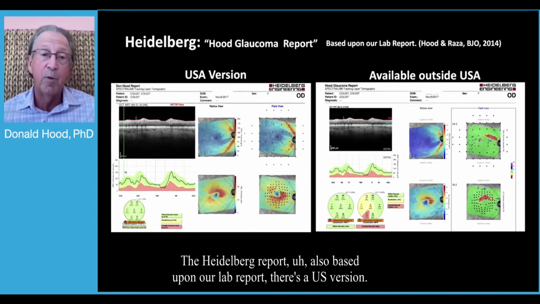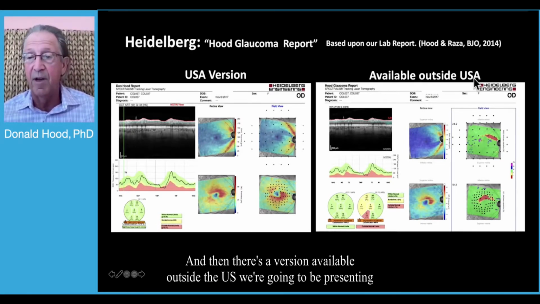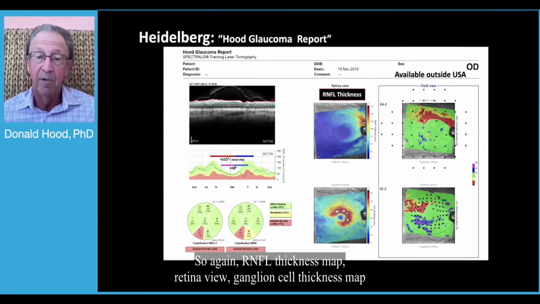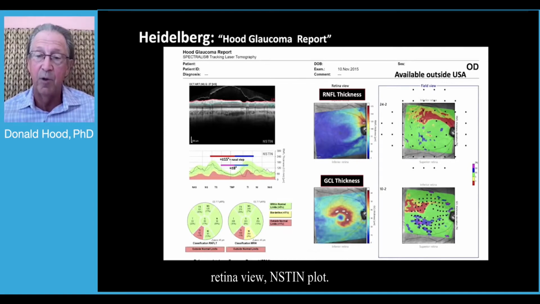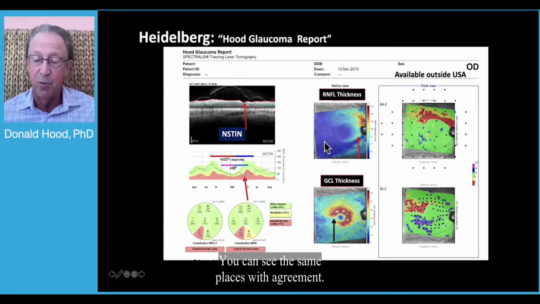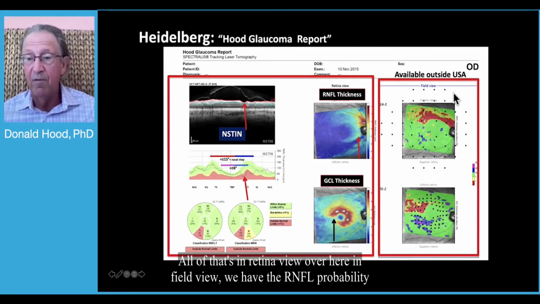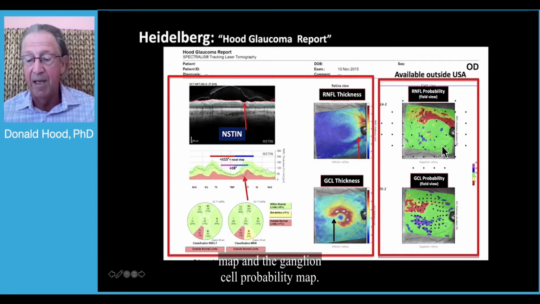All right, the Heidelberg report, also based upon our lab report. There's a US version, and then there's a version available outside the US. We're going to be presenting this one because it's got the probability maps. So again, retinal nerve fiber layer thickness map, retina view, ganglion cell thickness map, retina view, NSTIN plot. You can see the same places with agreement. This is the same eye. All of that's in retina view. Over here in field view, we have the retinal nerve fiber layer probability map and the ganglion cell probability map.